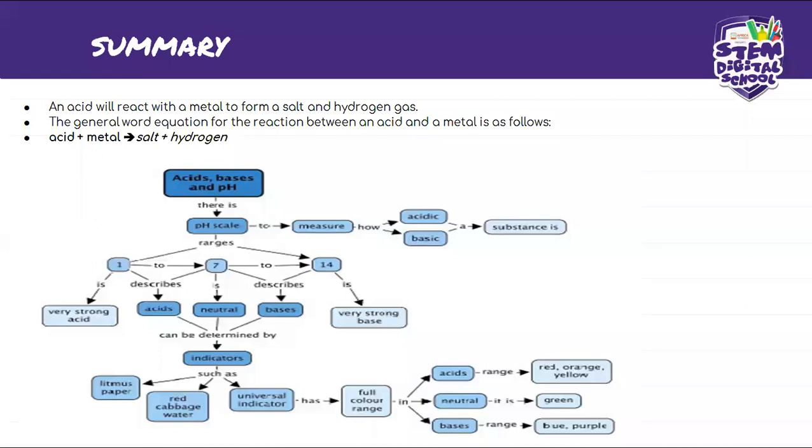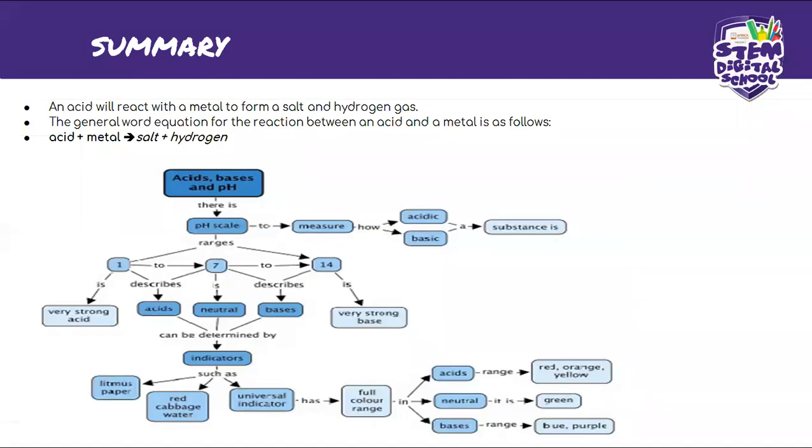So we have been looking at acids, bases and pH. The pH measures how acidic or basic a substance is. On the pH scale, it ranges from 1 to 7 to 14. So 1 is very strong. 1 up to 7 describes acids, 7 describes neutral substances, 7 to 14 describes bases, and acids, bases, and neutral substances can be determined by the indicator.